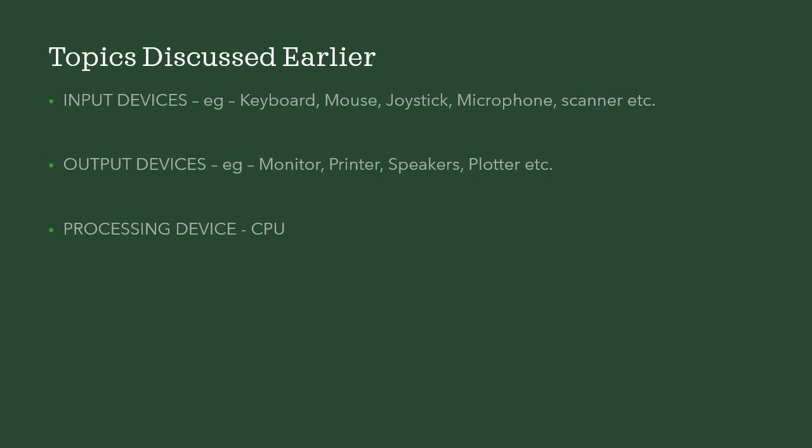In the previous videos, we have discussed input devices, output devices and the processing device. Input devices, for example, keyboard, mouse, joystick, microphone, scanner, etc. All these are called input devices. Examples of output devices are monitor, printer, speakers and plotter. And the processing device is CPU.